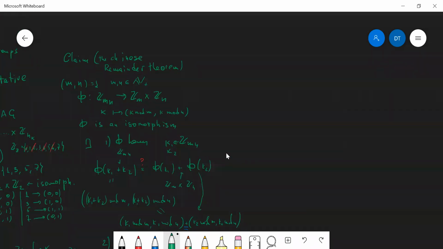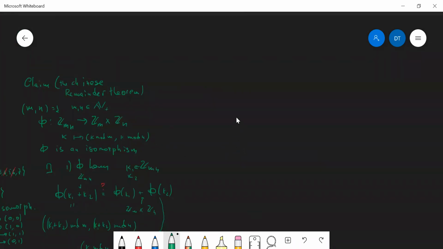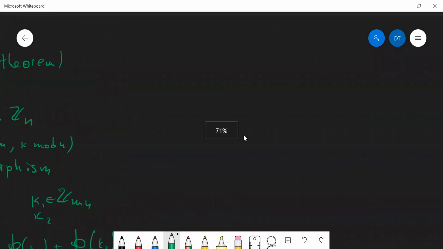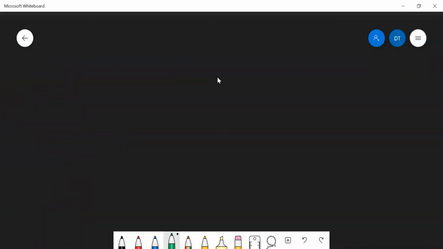But now I want to make one remark regarding this claim. As we can see, Z6 is isomorphic to Z2 times Z3 using this theorem. So this group, Z2 times Z3, doesn't look like a cyclic group because it's a direct product of two cyclic groups. But by the Chinese remainder theorem, it's actually a cyclic group.